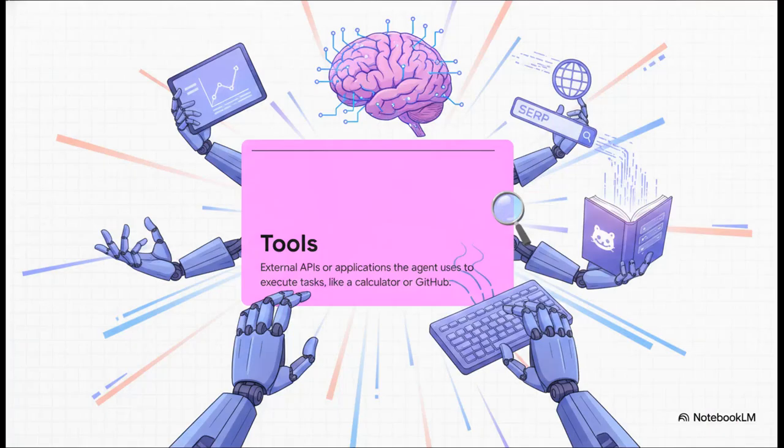Next up, we have tools. Look, a brain is great, but it needs hands to interact with the outside world, right? Tools are simply external APIs or apps. That could be a search engine API to browse the web, a basic calculator, or a direct connection to a GitHub repository. You just give the agent access to these tools and it decides when it needs to use them.